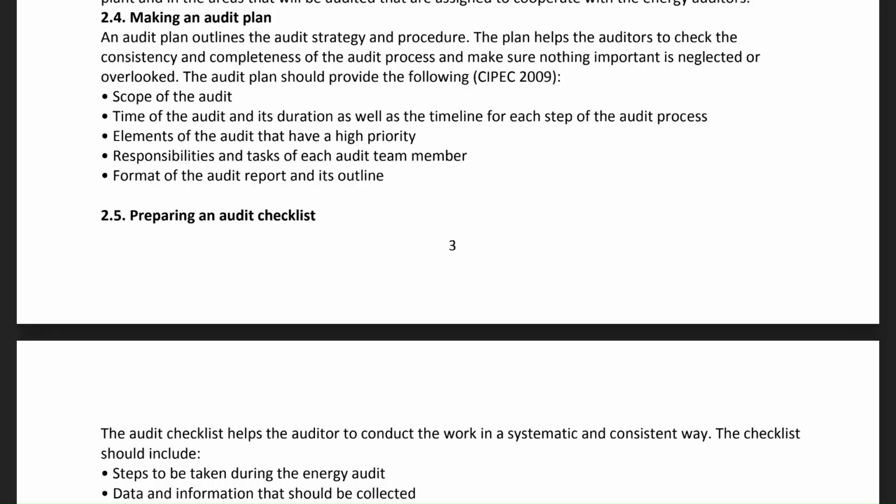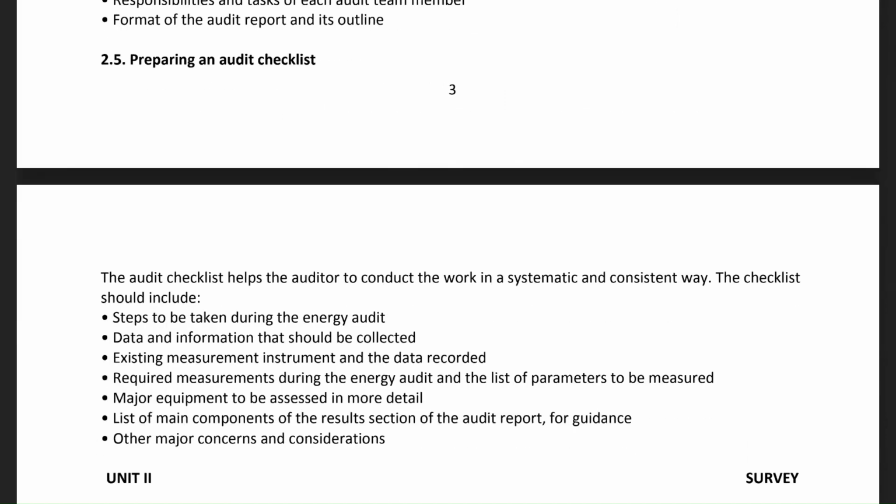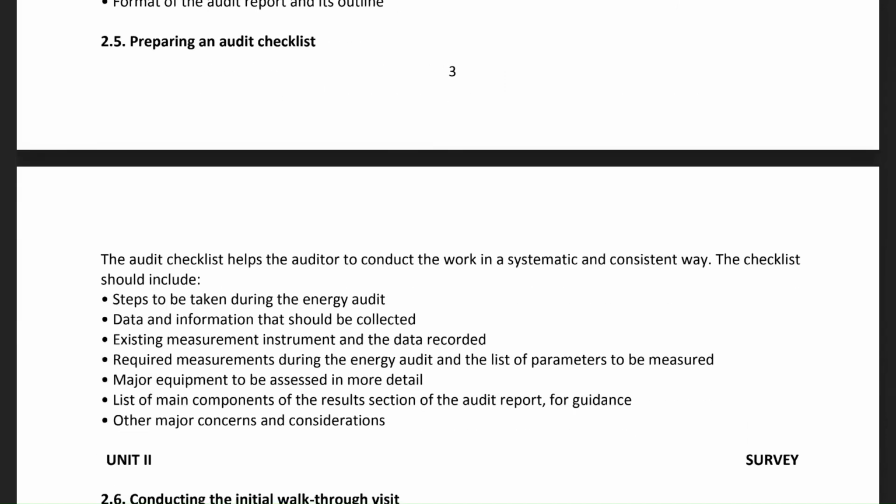So a strategy and a procedure is to be designed while making an audit plan. The auditors check the consistency and the completeness of the audit process, that nothing is neglected and all the scope of the audit is met, timeline is met, the machines or plants which are of higher rating are given high priority, and responsibility of each team member is designed, and a format is given to each, so that the measurements which are done can be entered on it. So a checklist is prepared.